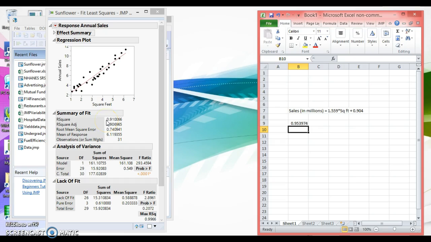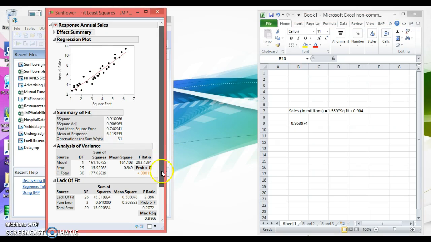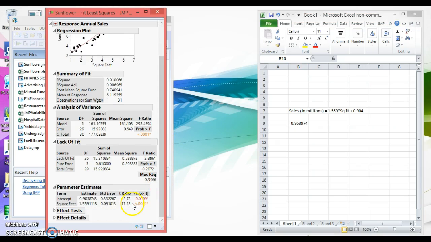That's that 0.91 number. Your statistical test of slope is, for that, you go down here, parameter estimates, and what you want to show is for square feet, you want to show the t ratio and the probability, your p-value, probability greater than your t ratio. So both of these are just signifying that the slope is indeed statistically different from 0. So if this were quite a bit higher, then that would be an issue.